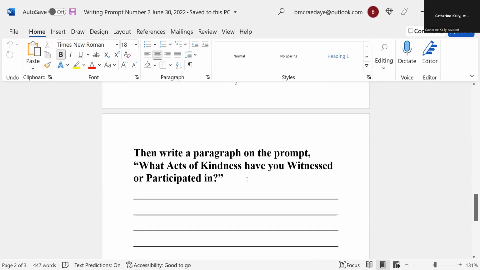So your homework consists of 3 things. Paragraph 3 of the introduction of your library essay and the entire conclusion of your library essay, and then a prompt that has something you'll read and then write a paragraph on. What acts of kindness have you witnessed or participated in? Either you were actually involved in the acts of kindness, or you saw somebody else.